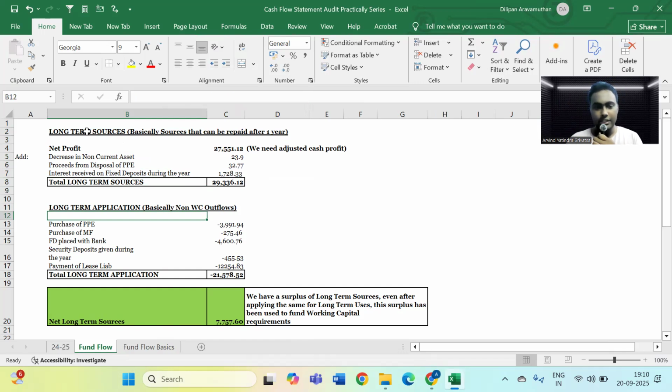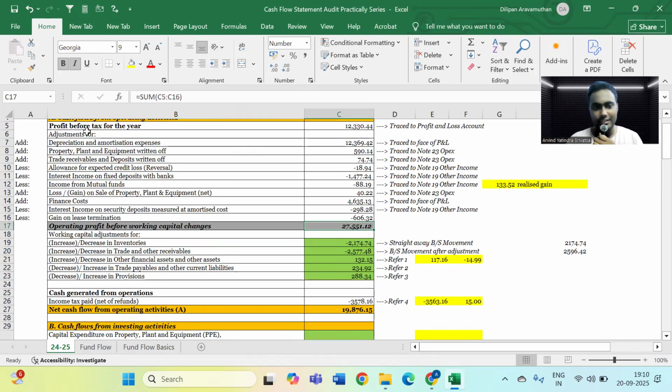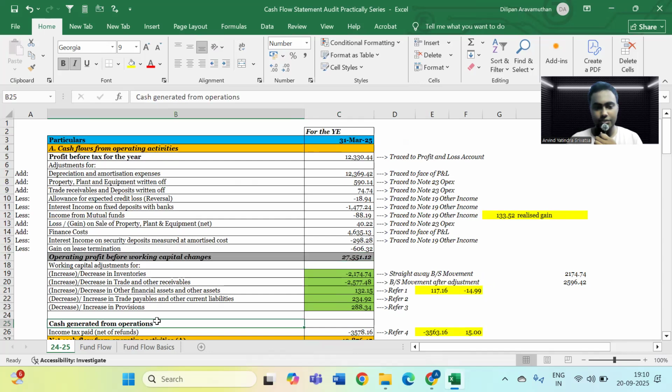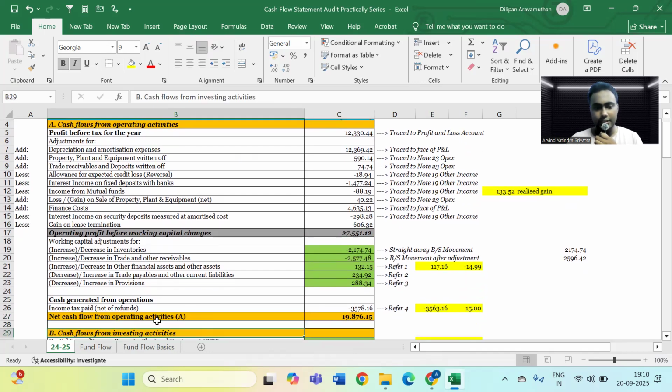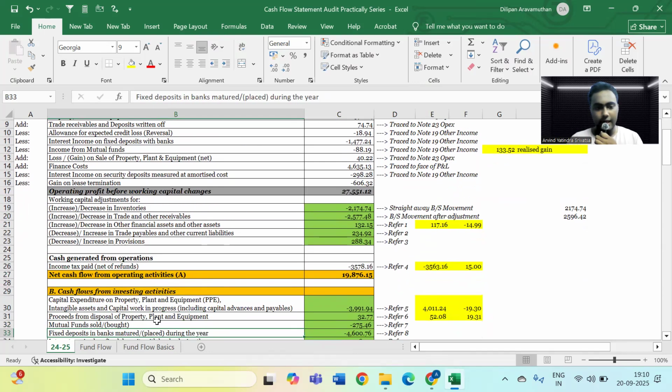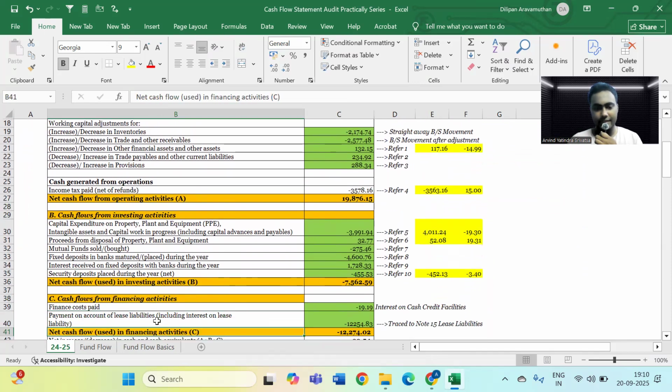So that is fine. So guys, if we just come here, this is the cash flow statement of the company. This is the cash flow from operating activities. This is the cash flow from investing activities, and this is the cash flow from financing activities.